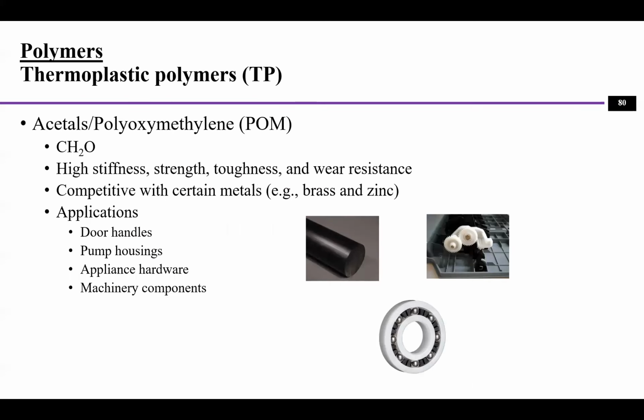And now let's look at some common thermoplastics. One is acetals, and this is one type of thermoplastic that has high stiffness and also good strength and toughness, with good wear resistance. And that's why you may see plastic parts used to make some mechanical components, like gears.